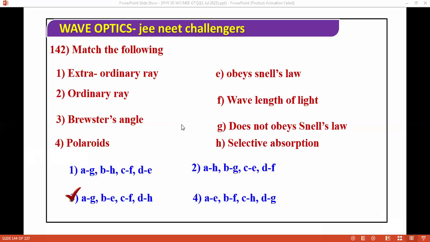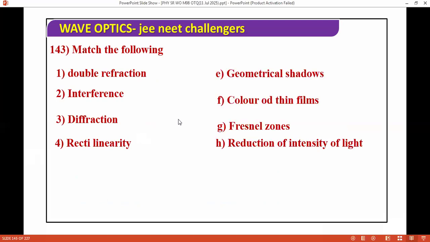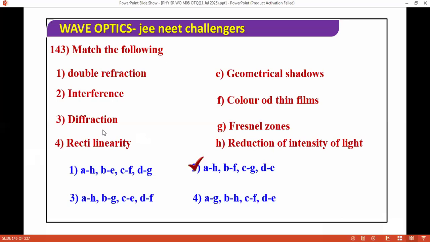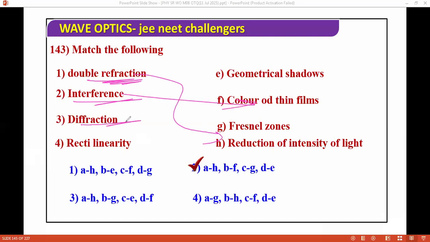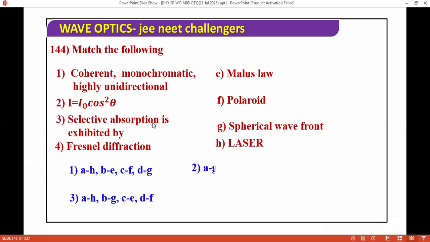Next question, we are moving ahead. Match the following. We have these options. The correct answer here is two. Double refraction goes to reduction of intensity of light. Interference goes to the colors of thin films. Diffraction goes to Fresnel zones. Rectilinear propagation goes to sharp symmetrical shadows. This concept is clear to you. Next, we are moving to the next question. We have these options, and we have to match this question.